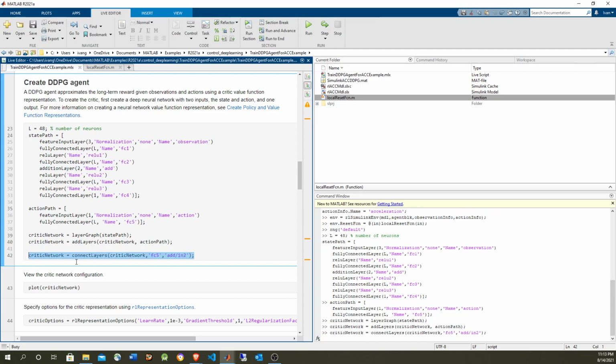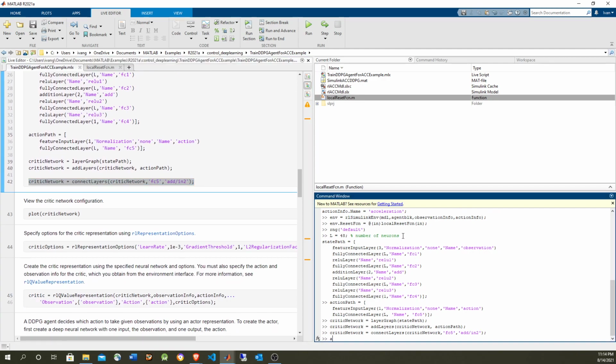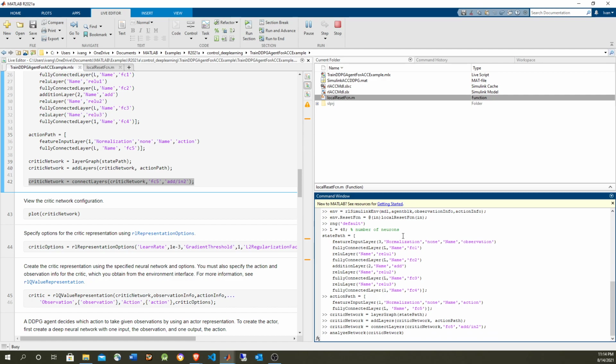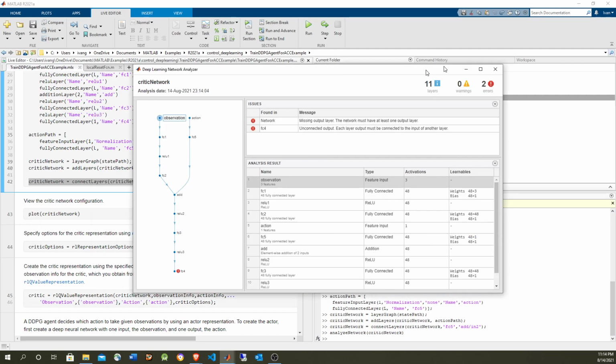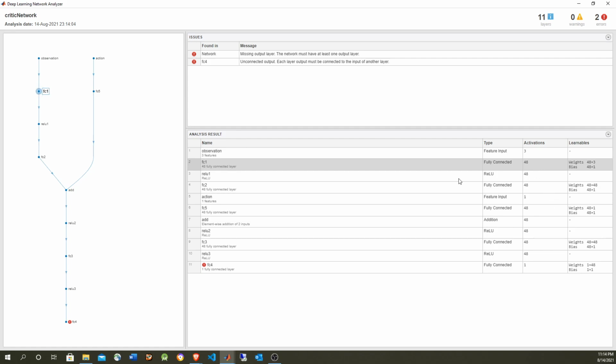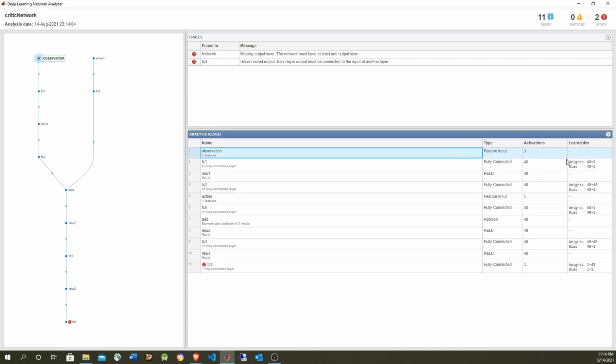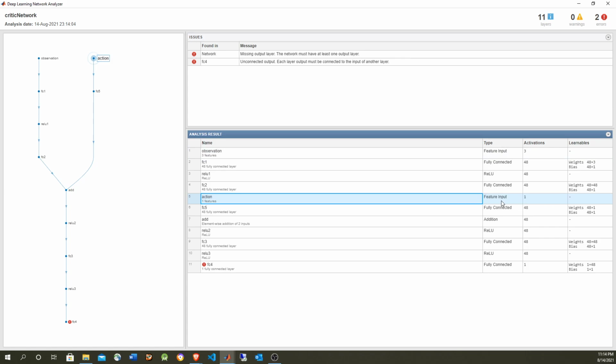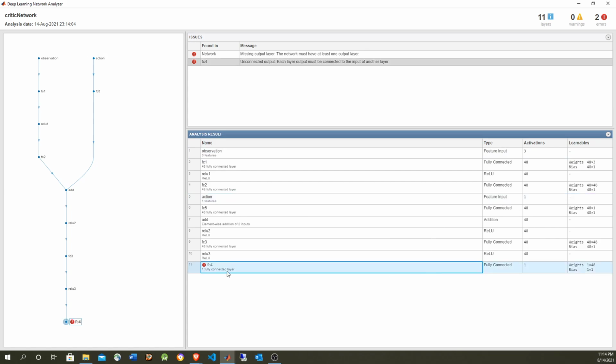Okay, so now let's take a look at the critic network, and as we saw, there's some branching. The fully connected layers, every one of them has 48 with 3 inputs here, 1 scalar for the action, and finally we have the output reward, which is a scalar.